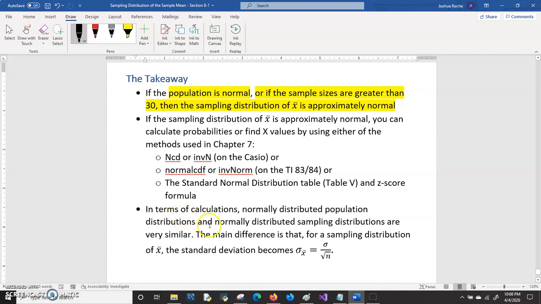And the last takeaway is that we're using all of these same methods. The only difference really from Chapter 7 is this extra step where you may have to calculate a new standard deviation of the sample mean by using this formula. Other than that extra step, all of the other steps are almost the same as what you do in Chapter 7 with a normal distribution.